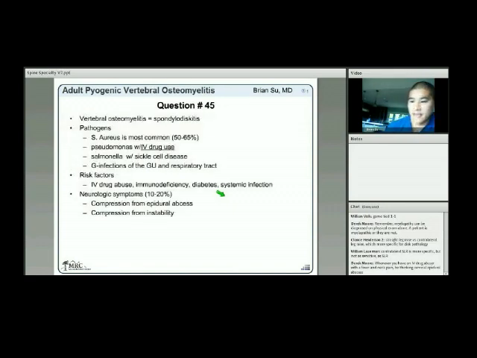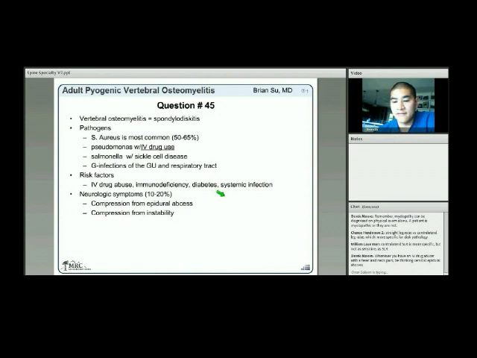Vertebral osteomyelitis, similar to spondylodiscitis, is basically an infection of the disc and an infection of the bone. Staph aureus is the most common, as is the overarching theme with infections. Someone with IV drug abuse, you can think Pseudomonas. With sickle cell, think Salmonella. And gram-negative infections with respiratory tract and GU infections.